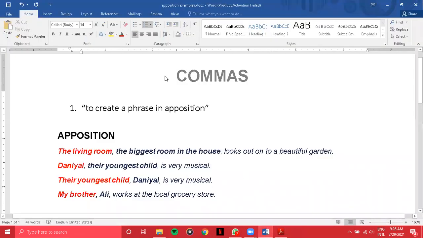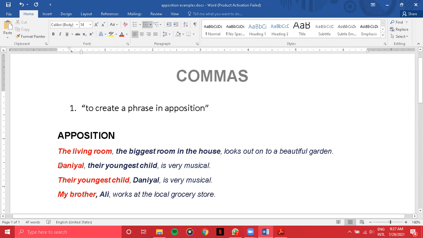Now, the first use of comma that we will be doing today is to create a phrase in apposition. Now, to understand that, first you need to learn what exactly is apposition. Apposition is when two noun phrases are used next to each other in a clause, right? So there has to be two separate noun phrases that are being used right next to each other. And they both have to be referring to the same person or the same thing, right?